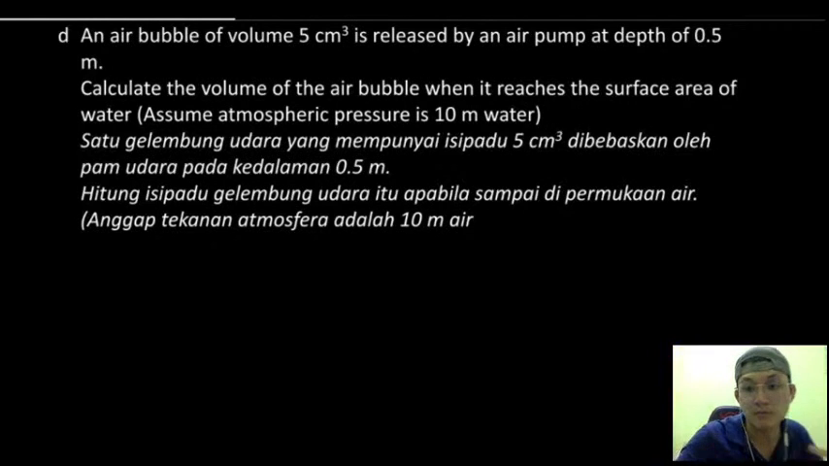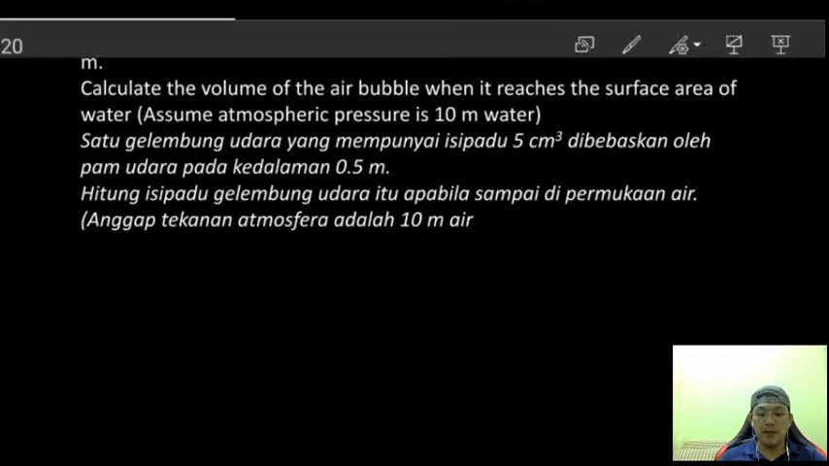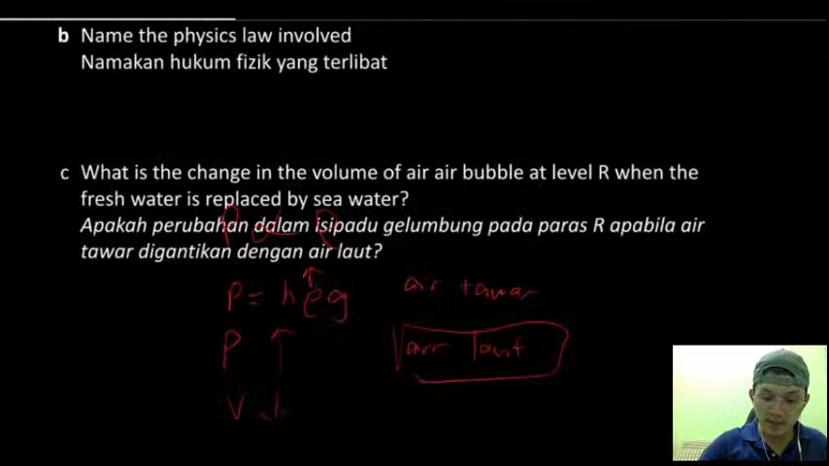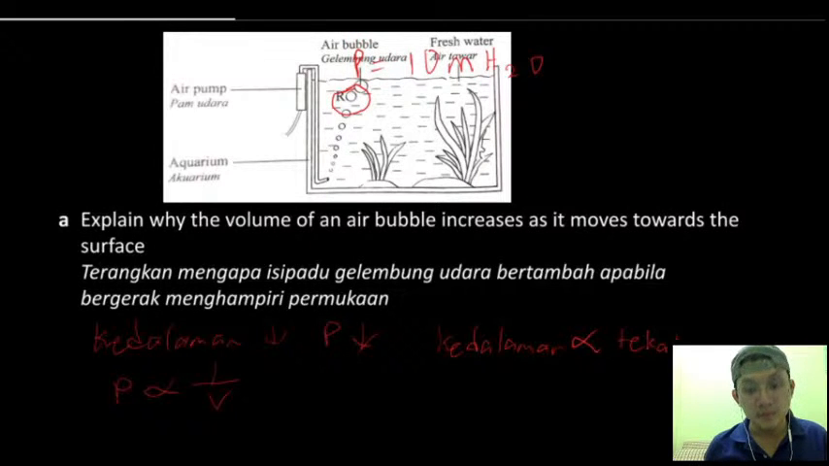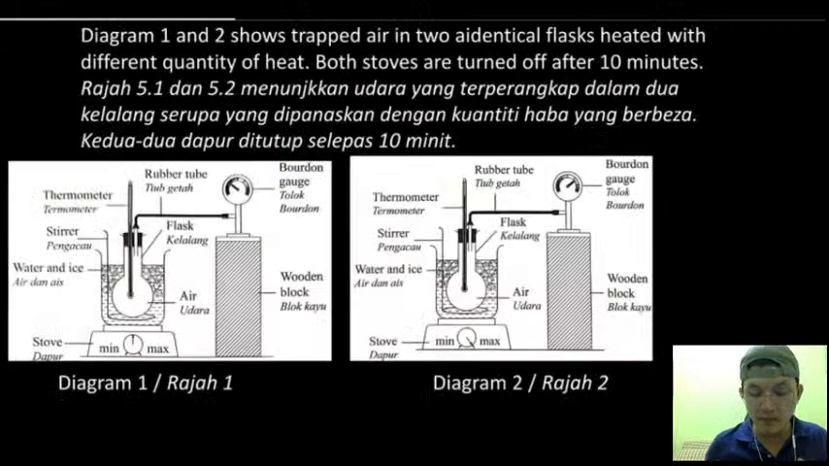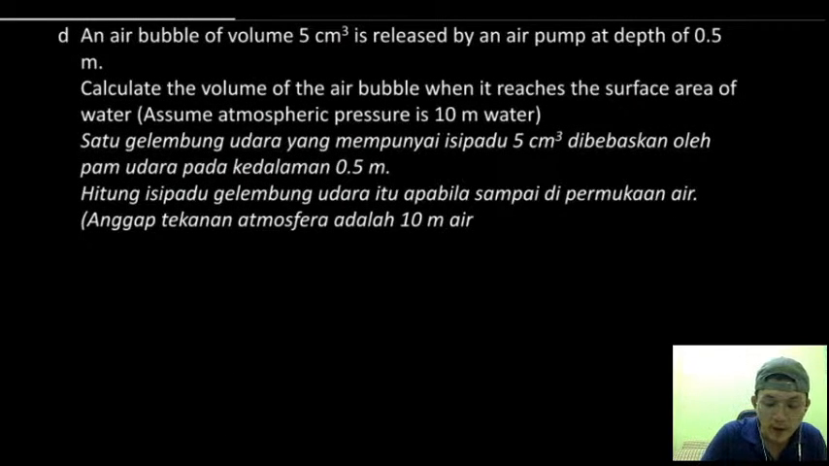Okay. So, dekat sini kita kena tahu satu benda dulu. Okay? Dekat permukaan air, dia kata dekat permukaan air, sini ialah 10 meter H2O. Okay? 10 meter air. Dia kata tekanan sama dengan 10 meter air. Okay? So, apa maksud dia ialah, we have to prepare the formula. P1 V1 is equal to P2 V2. Right? So, at the depth of 0.5 meter.